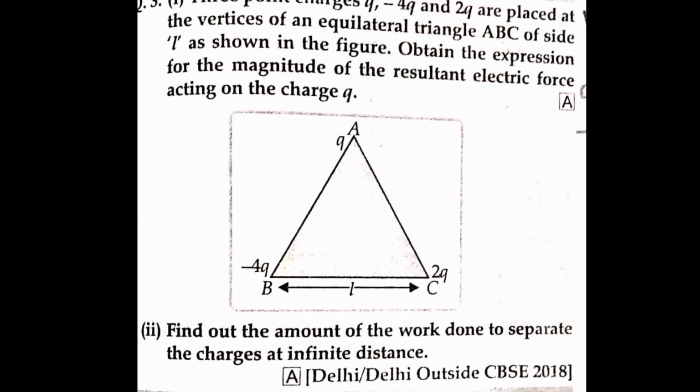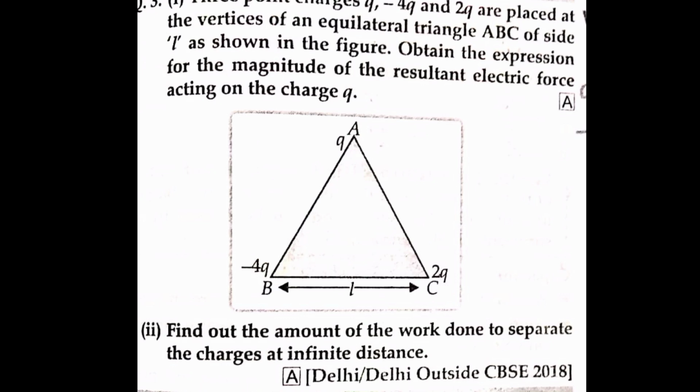The question is: three point charges Q, minus 4Q and 2Q are placed at the vertices of an equilateral triangle ABC of side L as shown in the figure. Obtain the expression for the magnitude of the resultant electric force acting on the charge Q. And the second question is to find out the amount of work done to separate the charges to infinite distance. So here we have two questions. The first one is having 2 marks and the second one is having 1 mark.